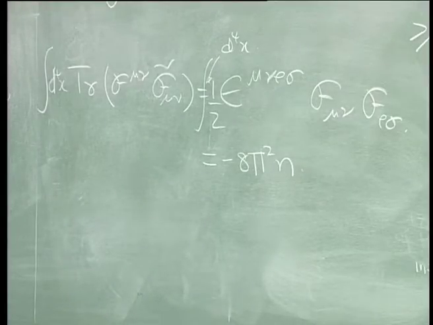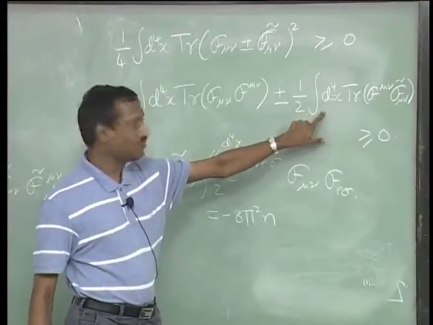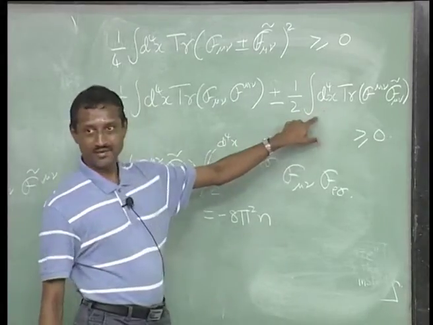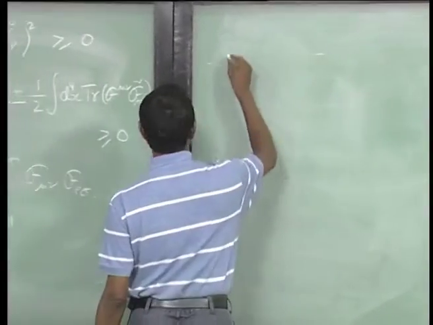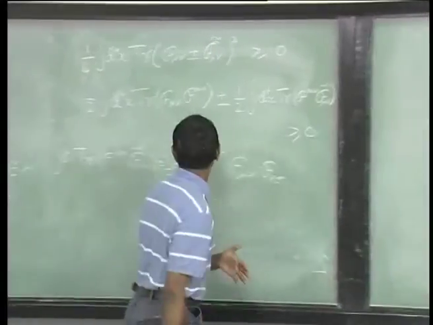Is that clear? Is that okay? So then what you can see is that this thing is now minus 8 pi square n. So now we can see something nice happening. What we see is that this quantity is our action, so this is S Euclidean.